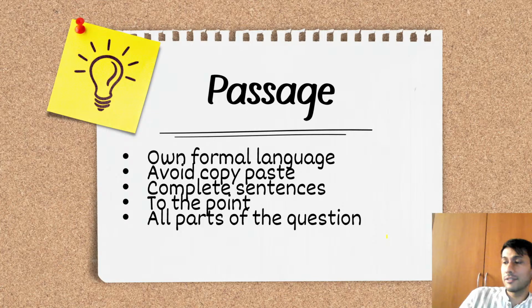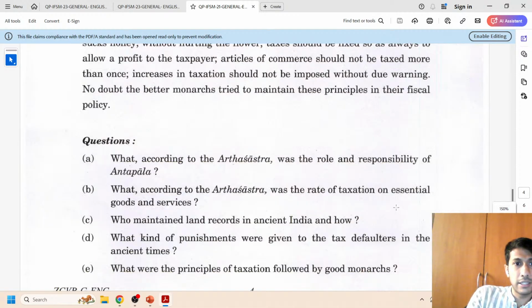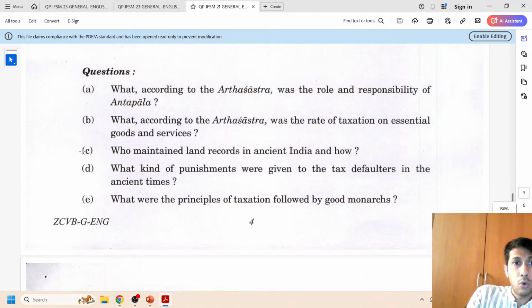Now, in the civil services GS exam, there is a tendency of writing incomplete sentences. That's the point. For example, take question C here: who maintained the land records of ancient India and how? You might directly write the answer there. No, write it in a full sentence: the land records in ancient India were maintained by so and so, so and so. Full stop.